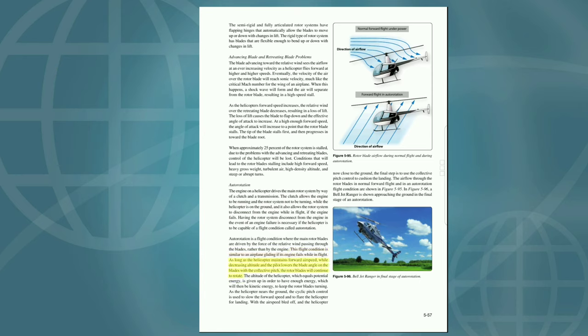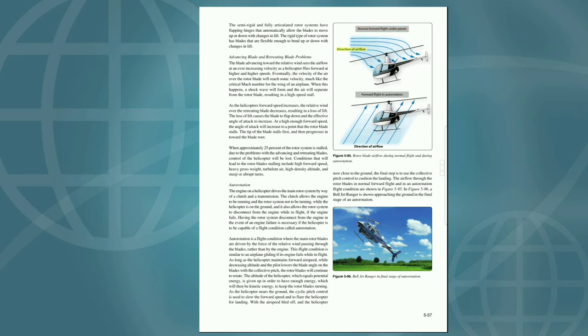As long as the helicopter maintains forward airspeed, while decreasing altitude and the pilot lowers the blade angle on the blades with the collective pitch, the rotor blades will continue to rotate. The altitude of the helicopter, which equals potential energy, is given up in order to have enough energy, which will then be kinetic energy, to keep the rotor blades turning. As the helicopter nears the ground, the cyclic pitch control is used to slow the forward speed, and to flare the helicopter for landing. With the airspeed bled off, the helicopter is ready for landing.